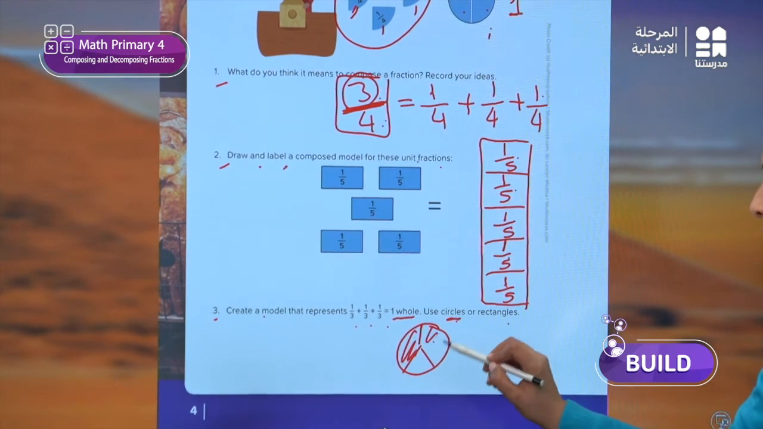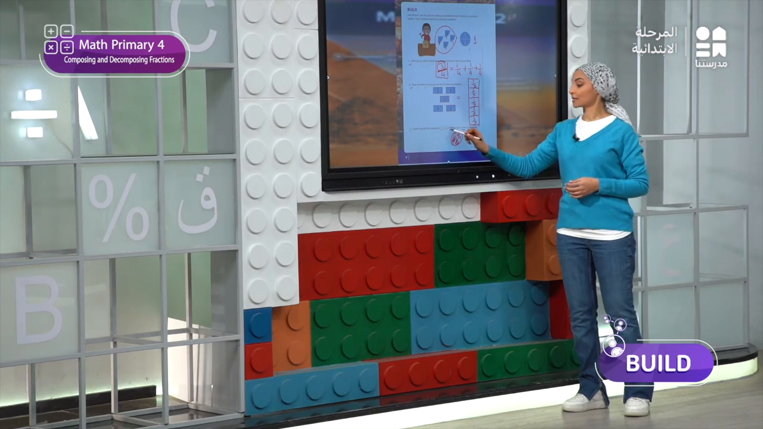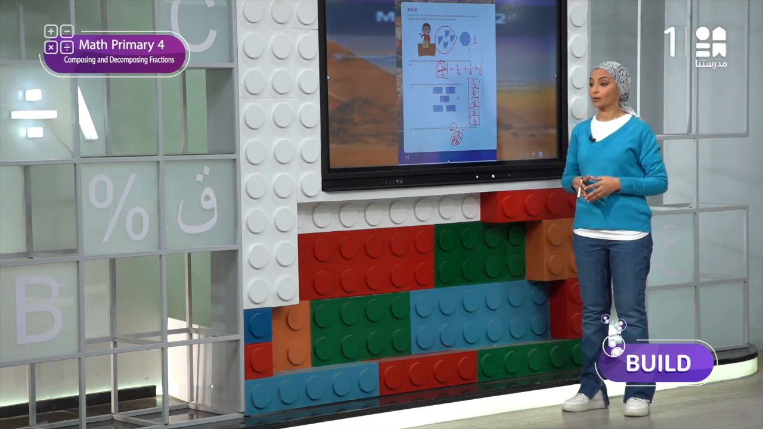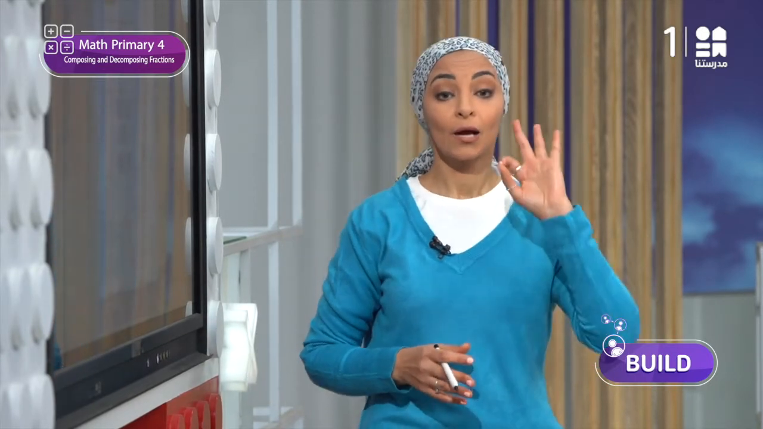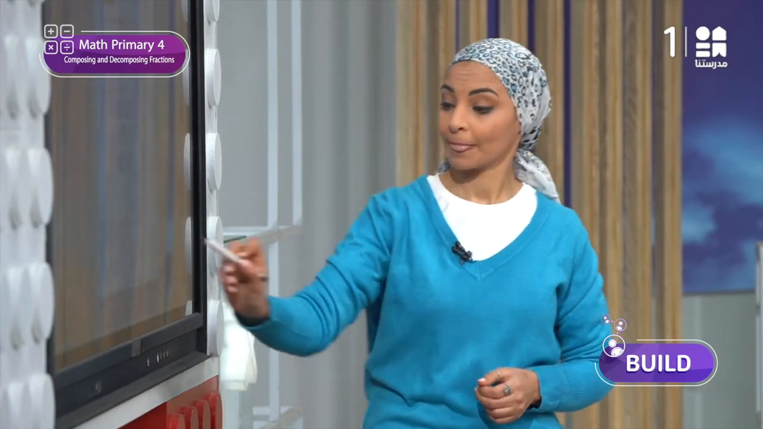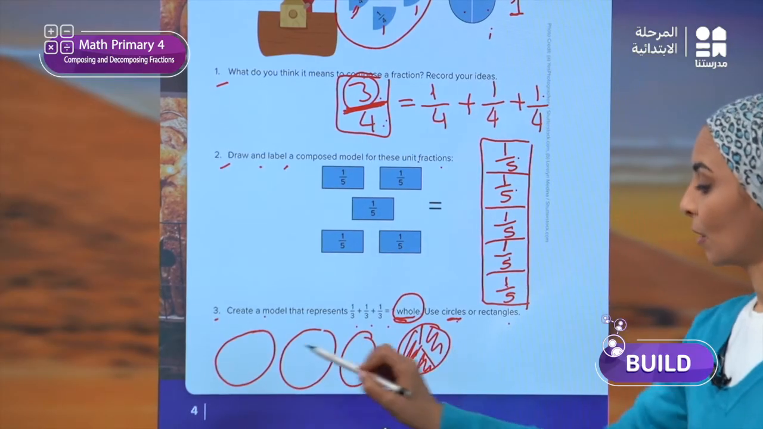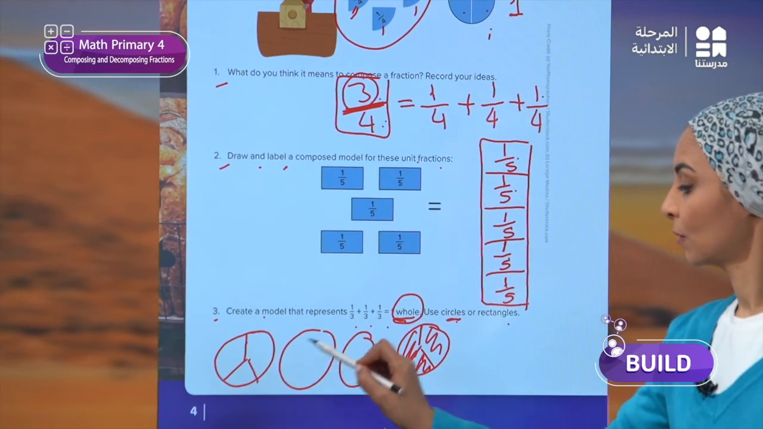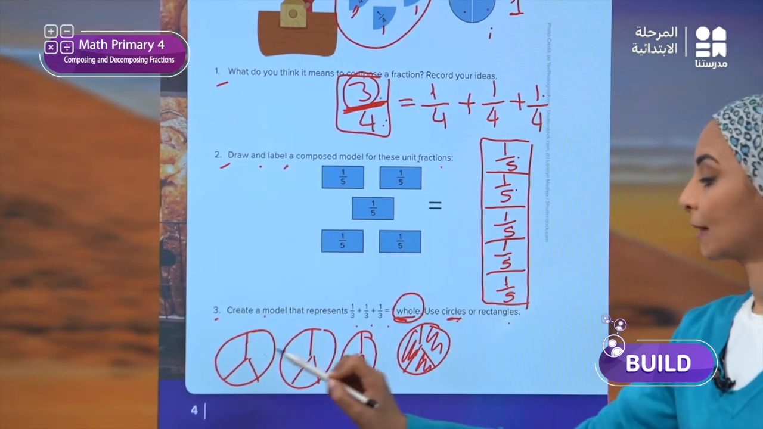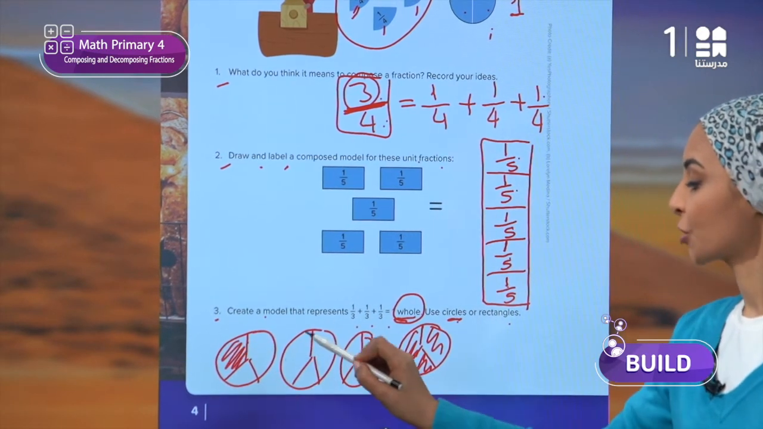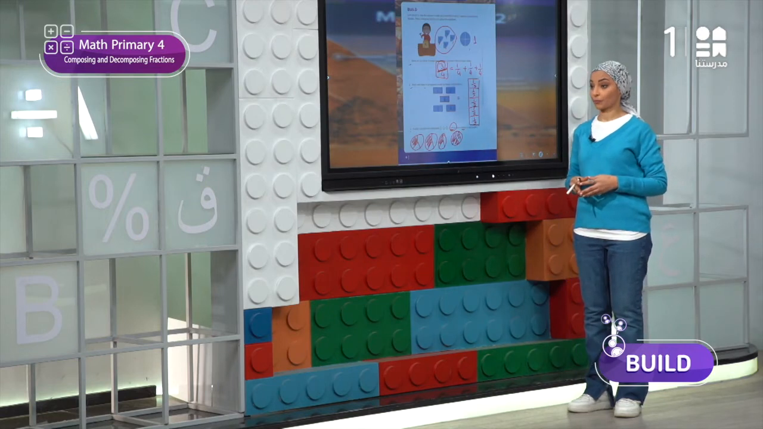and I will shade all the parts. Okay, and this circle represents the one whole. We can also draw it another way, we can draw 3 circles. So 3 circles like this. And each one I will divide into 3 equal parts, and I will shade from each circle only one part from each circle.